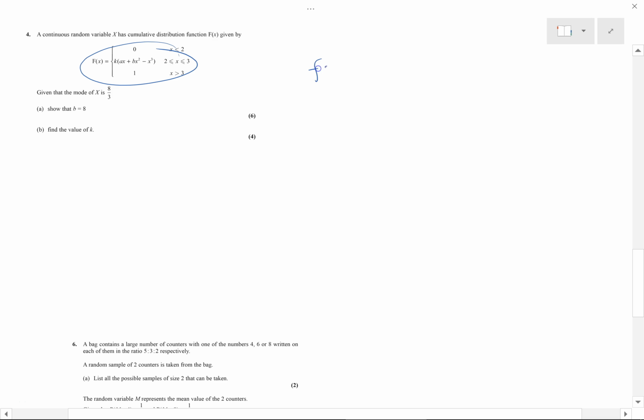So I can differentiate that, because remember, small case f for CDF. If I differentiate that, we've got kx differentiated, which gives me ka. We've got the kb squared differentiated, which is 2kbx. And the kx cubed differentiated, which is equal to minus 3kx squared. So that's some kind of PDF, so it's got a quadratic in nature.